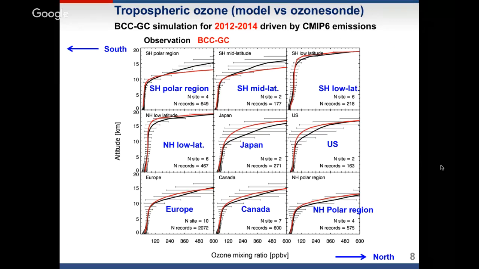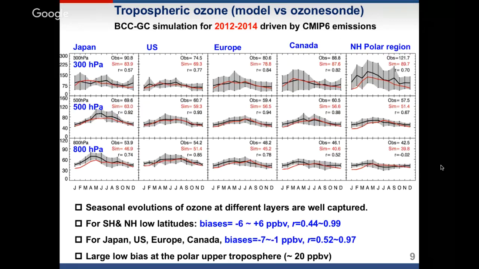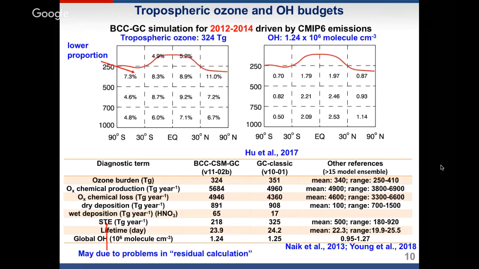We further compare the seasonal evolution of ozone at different vertical layers. And we can see from the figure that the model shows pretty good simulations in capturing the seasonal variation of ozone. The biases are within about 8 ppb globally, except at the polar upper troposphere where the model shows a high low bias. To understand the bias, we also diagnose the budget of ozone and OH in the model.